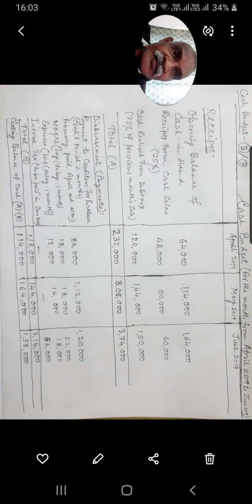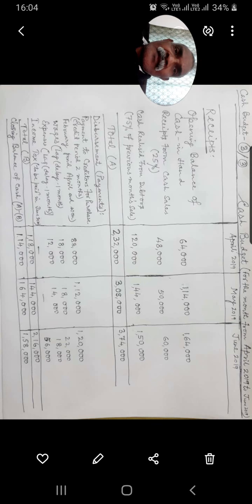So these are the factors you have under the receipt side. Now you add all these three: opening cash balance 64,000, cash sale of 48,000, and credit sale of 1,20,000. So the total cash receipts in the month of April are expected to be 2,32,000 rupees.